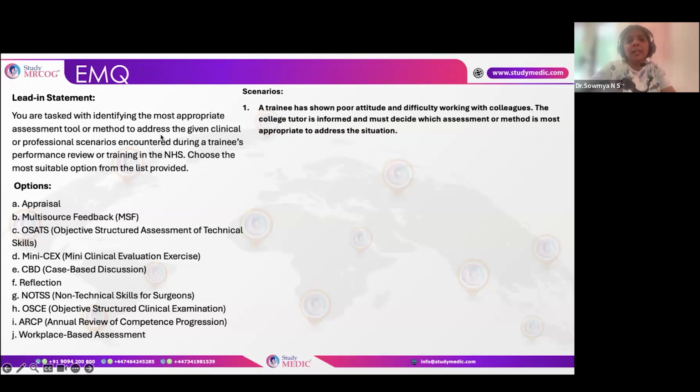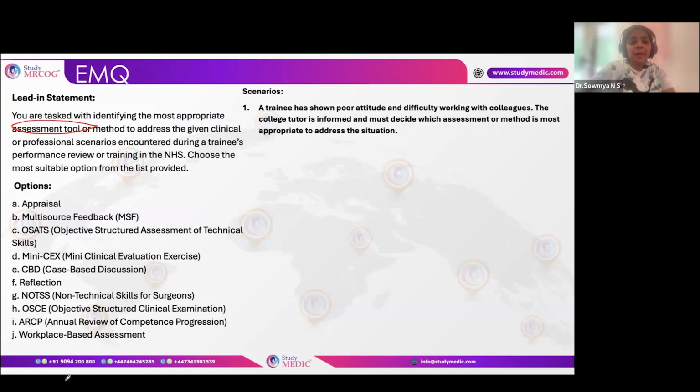Okay, I have got answer B. Basically, I hope you all have read the scenario which talks about the assessment tool. That is the first thing I would want you to read. The question says: poor attitude and difficulty working with colleagues. The college tutor is informed, and must decide the assessment method most appropriate to address the situation. So I think most of you have got it correctly.